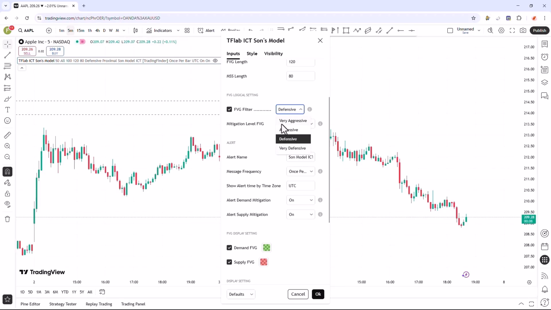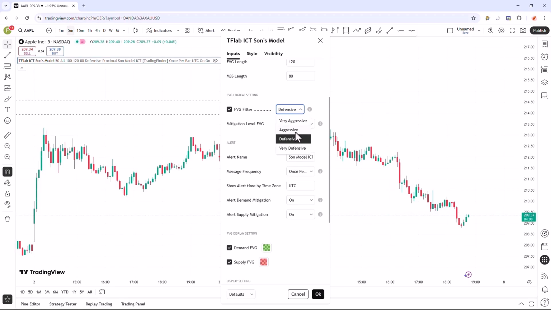By selecting the very aggressive option for identifying a bullish FBG, the highest price of the last candle must be higher than the middle candle, and for a bearish FBG, the lowest price of the last candle must be lower than the middle candle. Enabling this option applies the least strict criteria for identifying FBGs, and as you move down from this level, stricter criteria are applied for FBG identification.